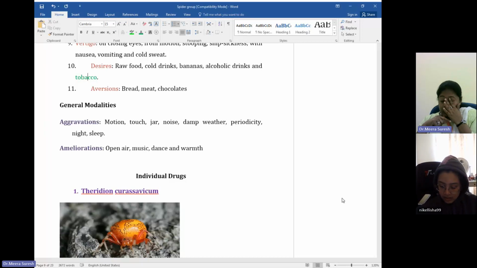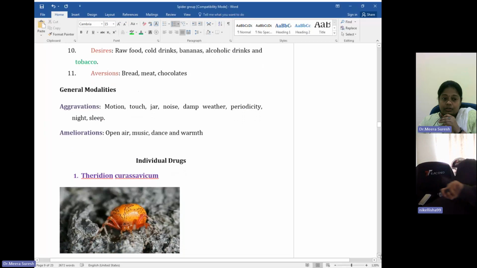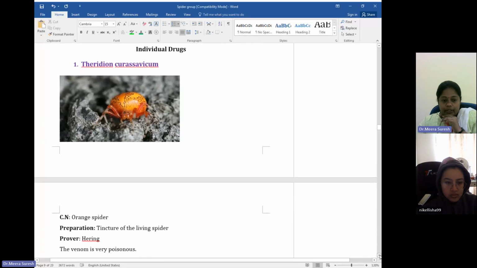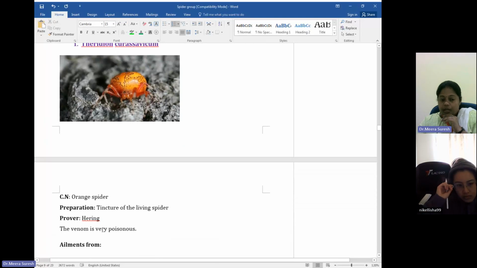So the snake remedies also have this action on CNS and CVS, as do the spider remedies, and they have the symptoms of aggravation at night, from sleep, and periodicity. Amelioration will be in open air, from music and dance, and also warmth. Now we go to the individual drugs. We start with Theridion. As you see, it is very orange in color, so the common name will be orange spider.